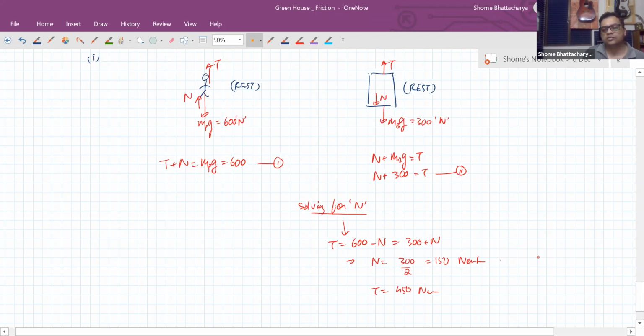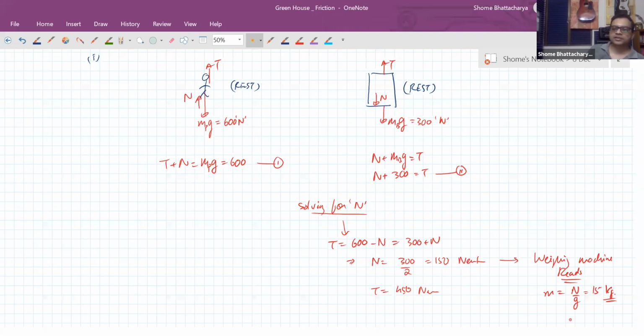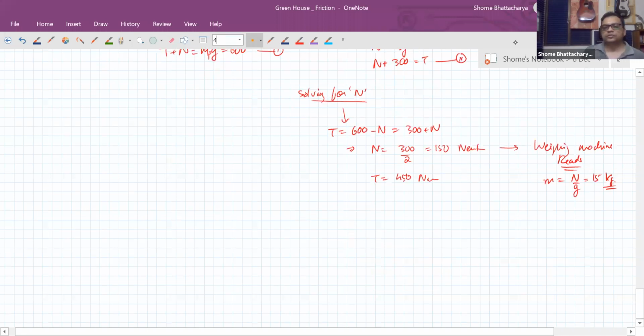Okay, so the weighing machine reads a mass of N divided by G, so 15 kg. So it misreads his mass by as much as 1/4 of what it truly is. His mass is actually 60 kg, but it reads it only as 15 kg. So this is clear to all of you.